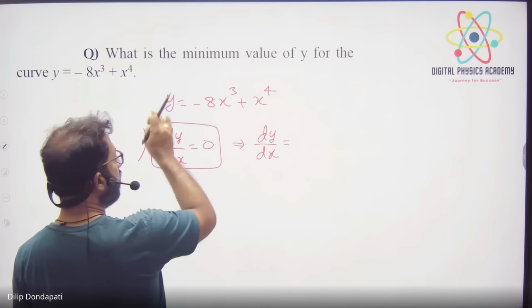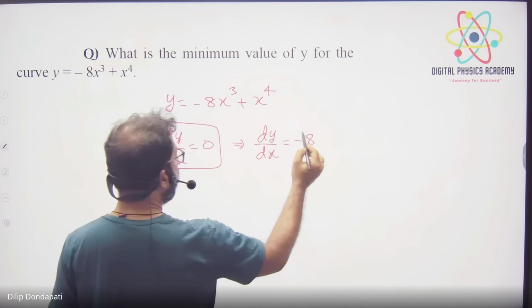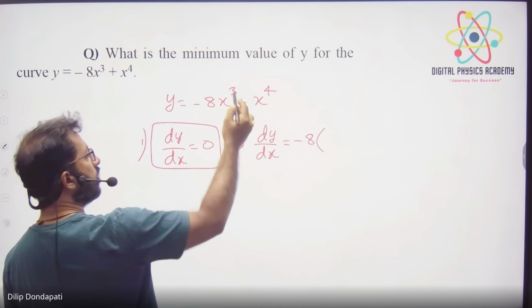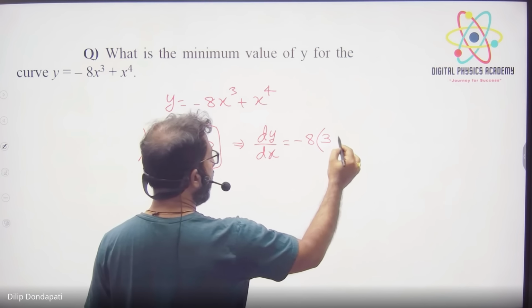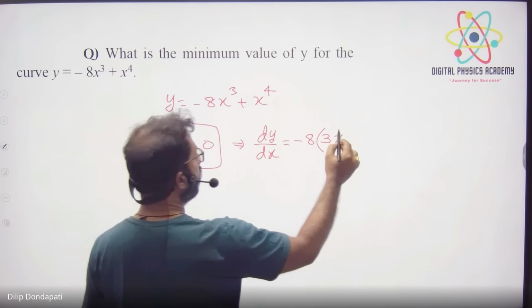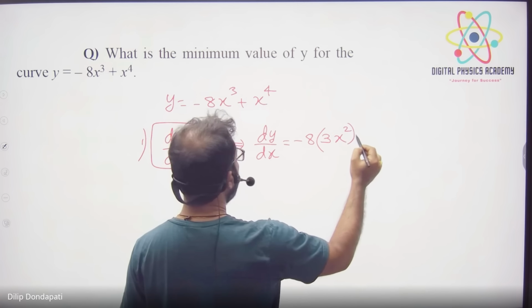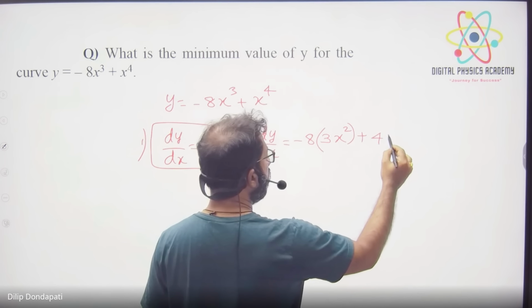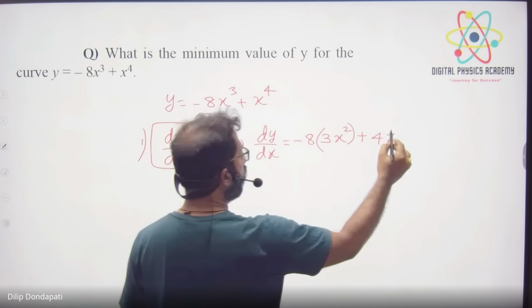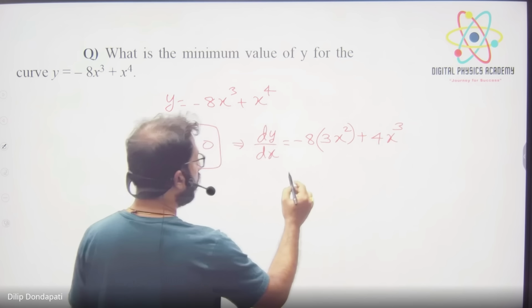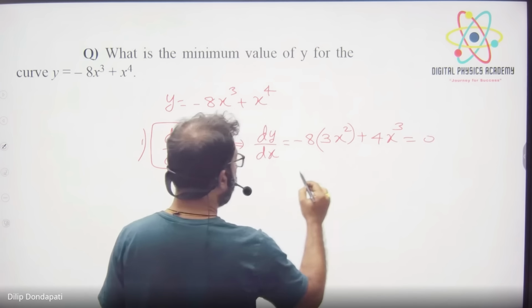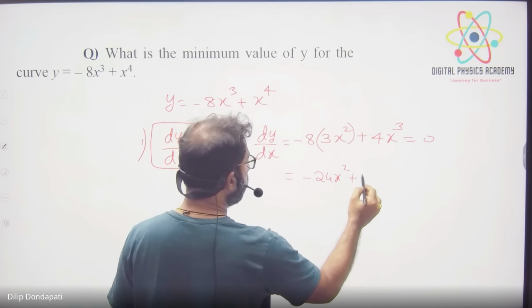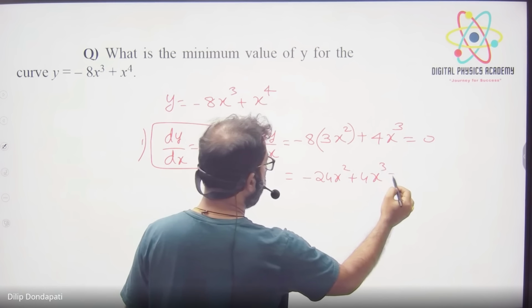Minus 8 will be coming outside. And the differentiation of x cube is n into x power n minus 1, so 3 into x power n minus 1. 3 minus 1 is 2. Plus, the differentiation of x power 4 is n into x power n minus 1, 4 minus 1 is 3. So equal 0. So what you got? Minus 24 x square plus 4 x cube equal 0.